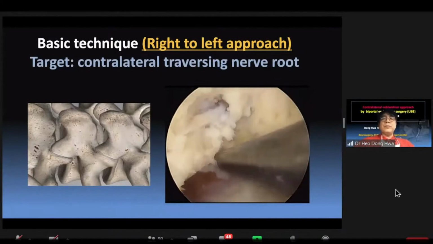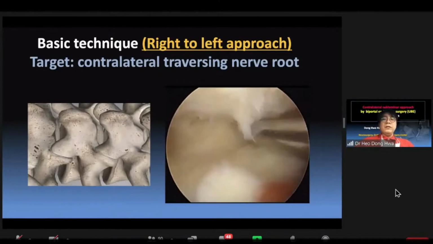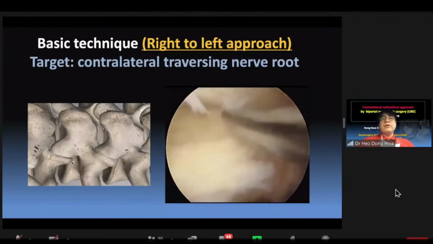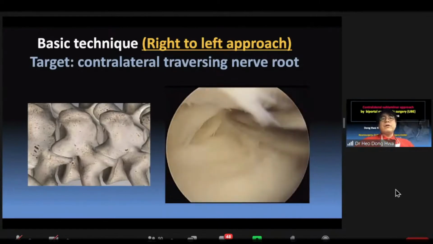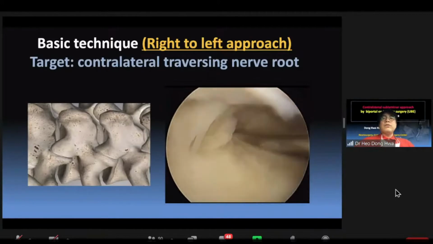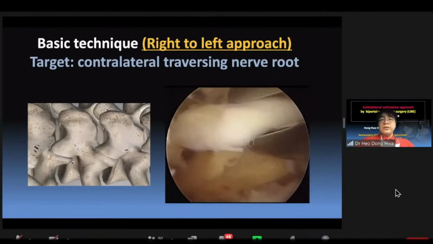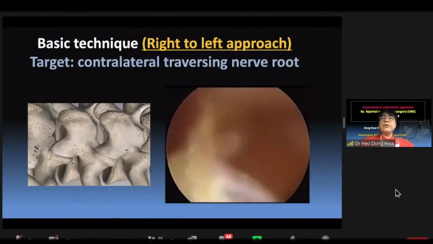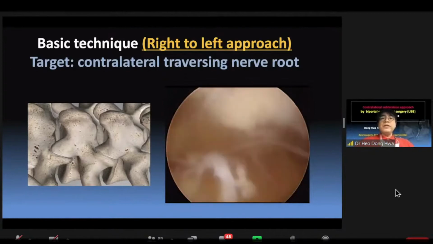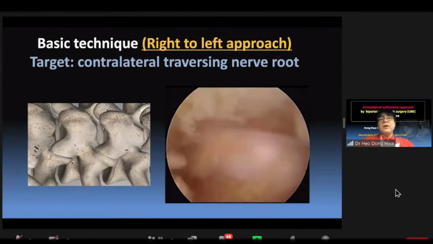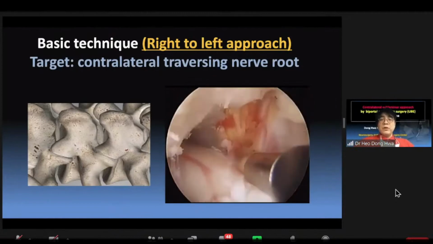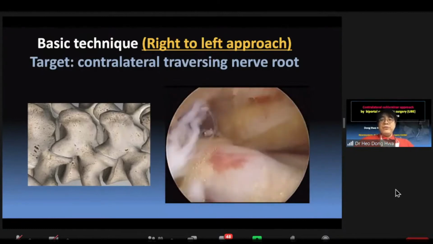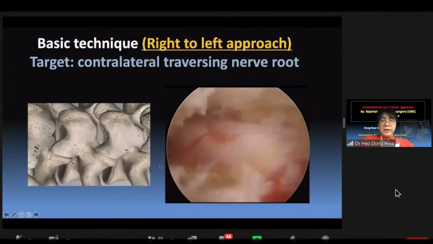We did a small laminotomy. We can clearly detach the contralateral ligamentum flavum and dissect the area of the medial border of the SAP. You can see the complete dissection of the contralateral ligamentum flavum. We can easily and safely remove the contralateral ligamentum flavum. You can see the contralateral traversing root, and you can see the medial border of the pedicle. This is the final view of the basic technique.